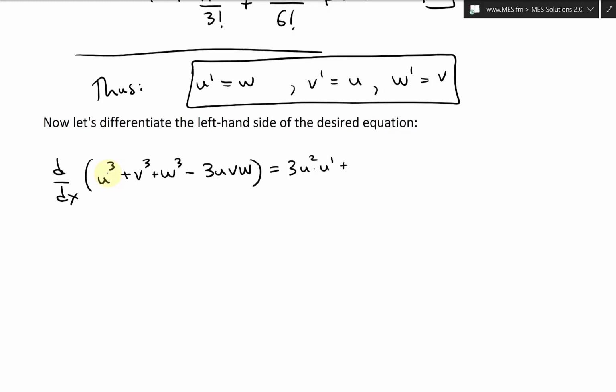And then the next one is the same thing, 3v squared v prime, plus 3w squared w prime. And now the next one is, well, we need to do this one here. So we're going to make some room, subtracted by 3. I'll just factor that out, and then we're going to use the product rule.